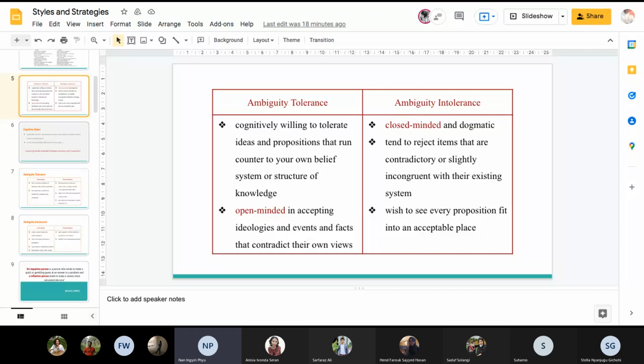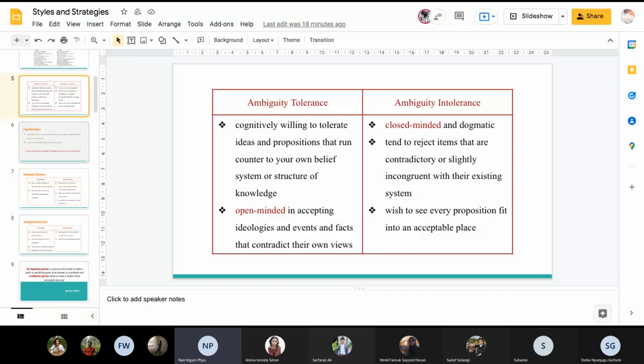The person who has really strong determination about their own opinion and is really close-minded, and doesn't give any chance to other people to share their ideas, is the intolerant person. Of course, both of them have advantages and disadvantages. Before we look at the advantages and disadvantages, we're going to take a look at cognitive style.